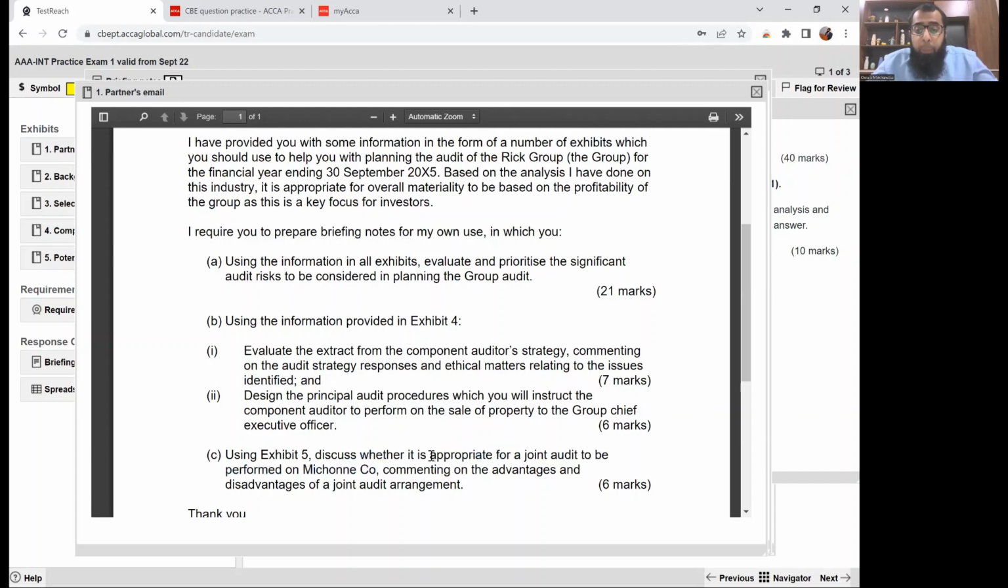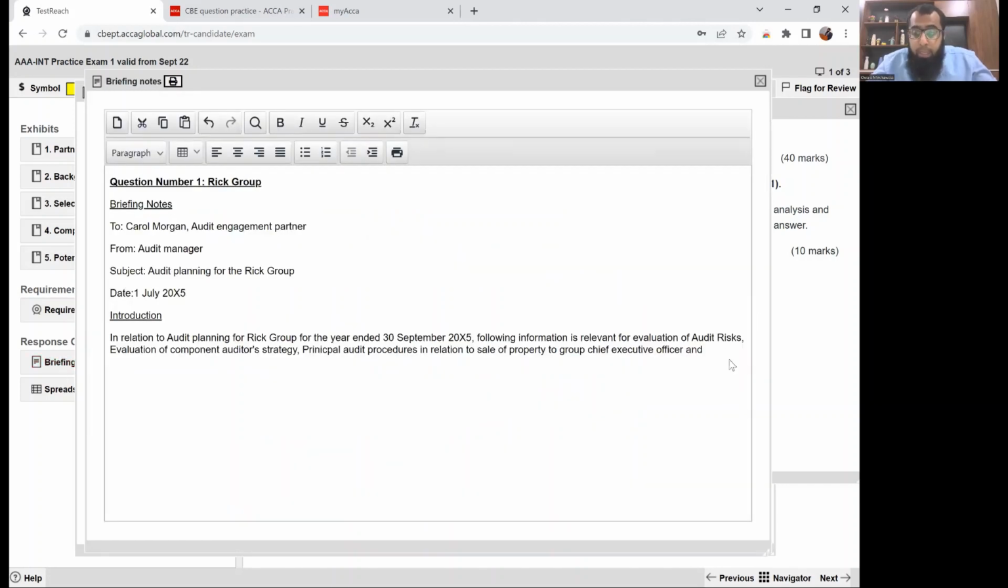And evaluation of appropriateness of a joint audit to be performed on Mikon company.